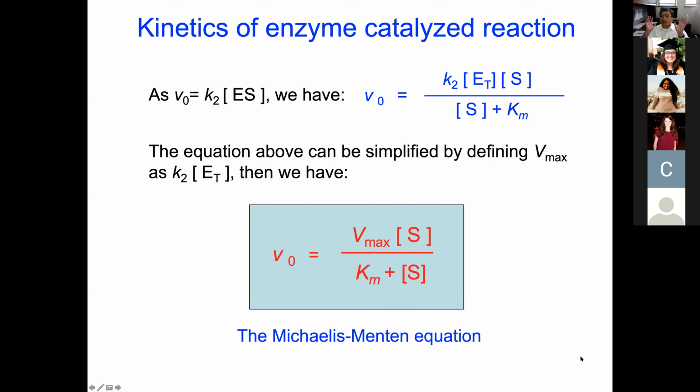So I want to slow down here a little bit. If you have any questions about any step of how we derived the Michaelis-Menten equation, you can ask a question. Any questions?